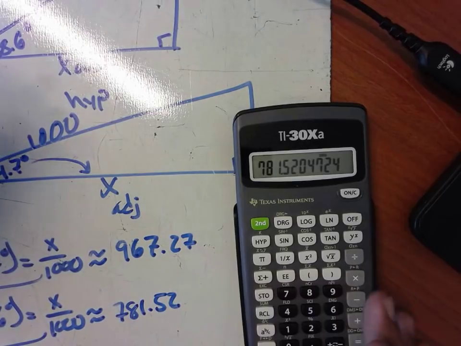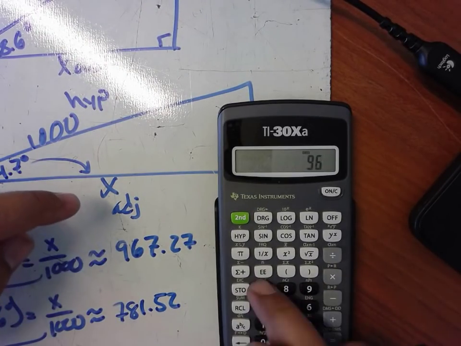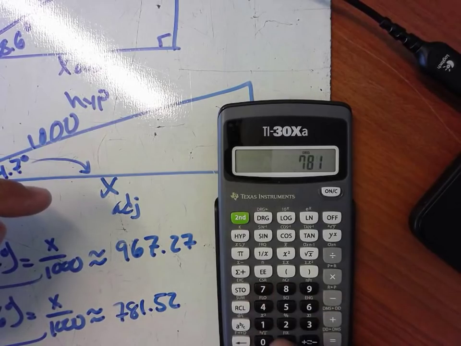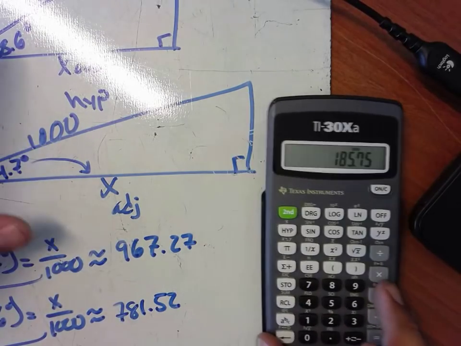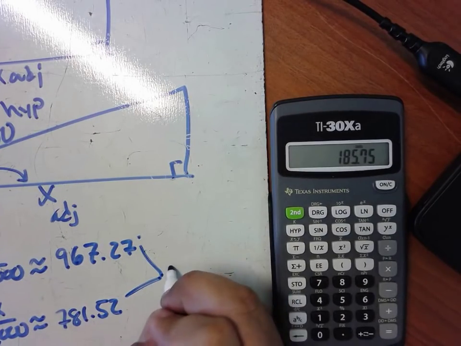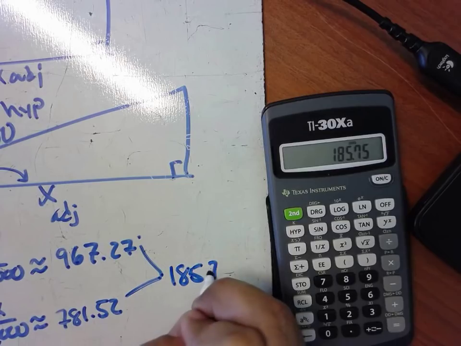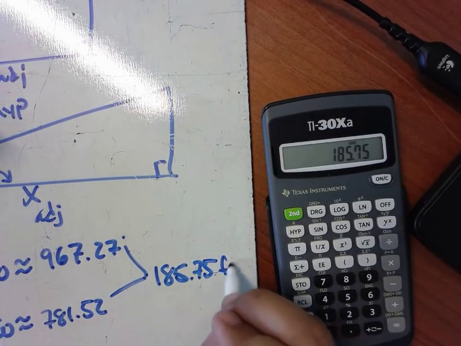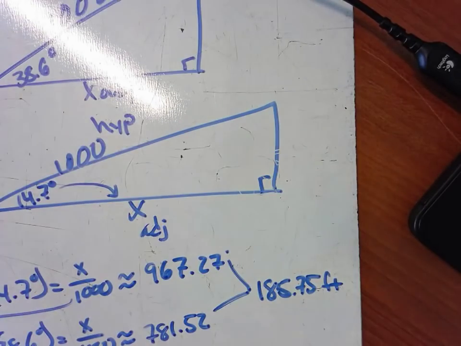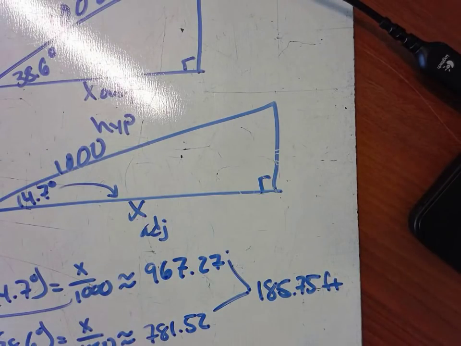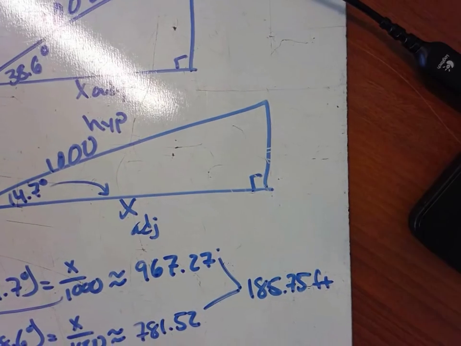Well, these are the 2 horizontal distances, so you're just going to take 967.27 and subtract 781.52 to get a difference of 185.75 feet. That means although Austin ran up at a steeper incline, Travis ran farther by 185.75 feet.